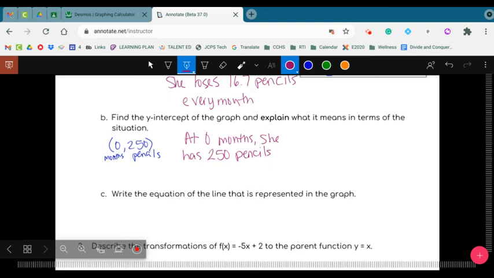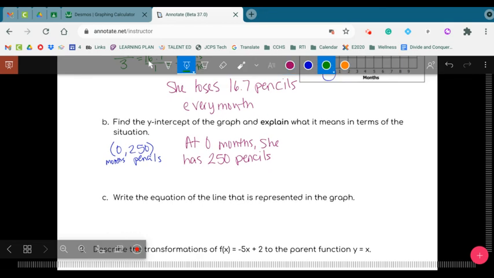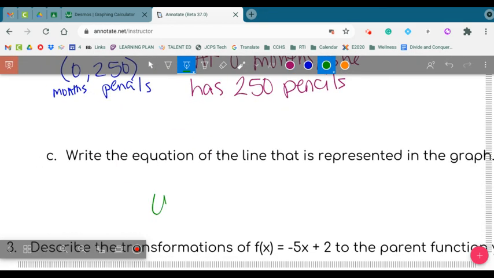So now that we know the y-intercept and the slope, we're going to write it in our equation. It's going to be y equals -16.7x plus 250. And we are finished.